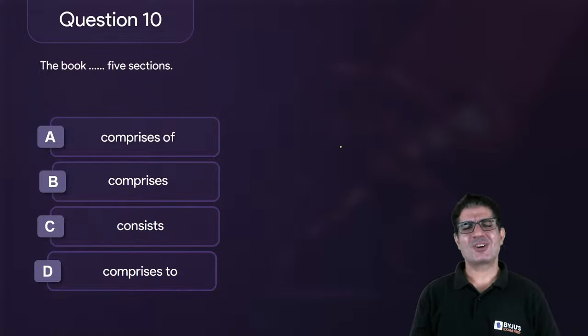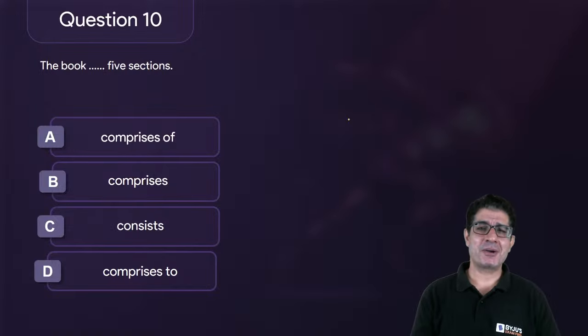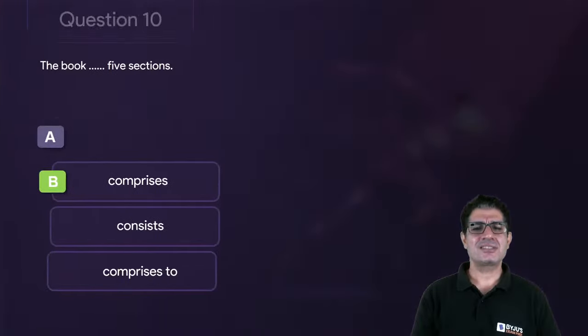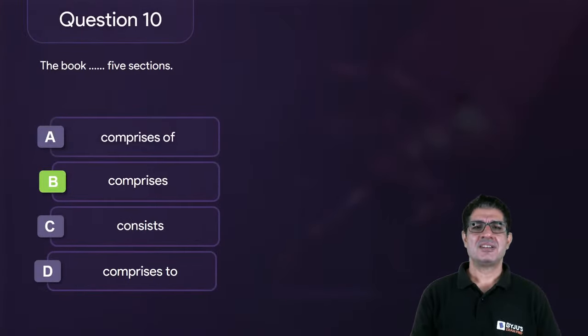This bothers a lot of people and therefore is asked very frequently in the exam. We do not have anything called "comprises of." We use "of" with consist, not with comprise. So the correct answer here is B. The book comprises 5 sections, which basically means comprise means made up of.